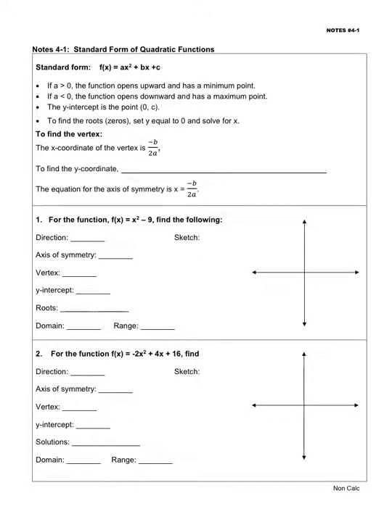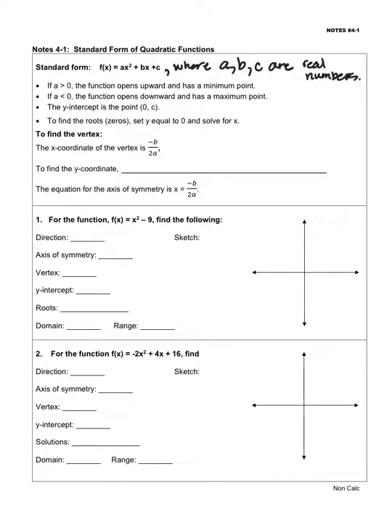Okay, notes 4-1, standard form of quadratic functions. And so in standard form, f of x is equal to ax squared plus bx plus c. I don't think this is anything new to you. Let's make a note of this where a, b, and c are real numbers.